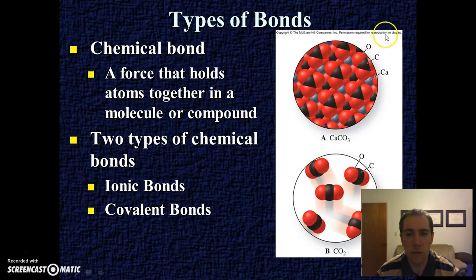Here we have calcium carbonate. If you remember from last week, it's because there's a metal, it's an ionic compound. Ionic compounds always have ionic bonds. This is CO2. This was a molecular compound. Molecular compounds are always held together by covalent bonds. So the key, again, is to look for a metal. If there's a metal, it's an ionic bond. If there are no metals, it's a covalent bond.